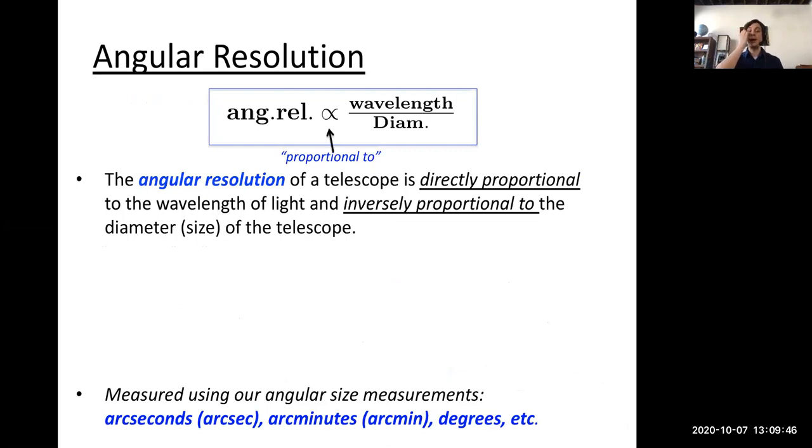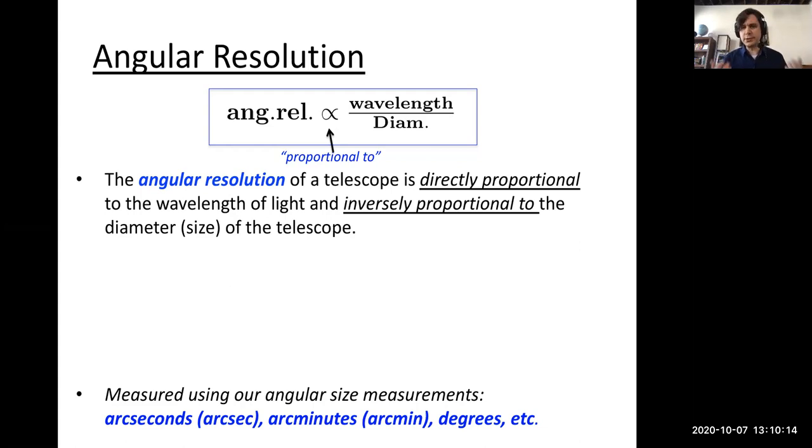Now let's talk about how this actually works. Let's talk about the nature of angular resolution and what gives rise to it. So we are going to be talking about the equation of angular resolution. We'll start with the proportionalities. So remember, the proportionalities tell us what a physical phenomenon, here angular resolution, depends on. So it relates the different variables involved.